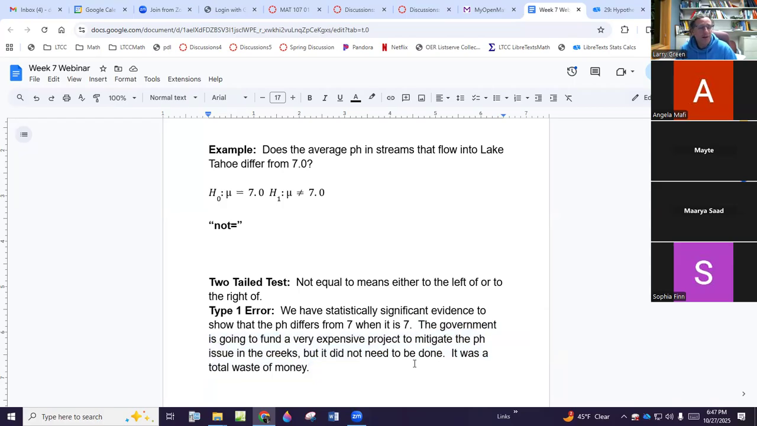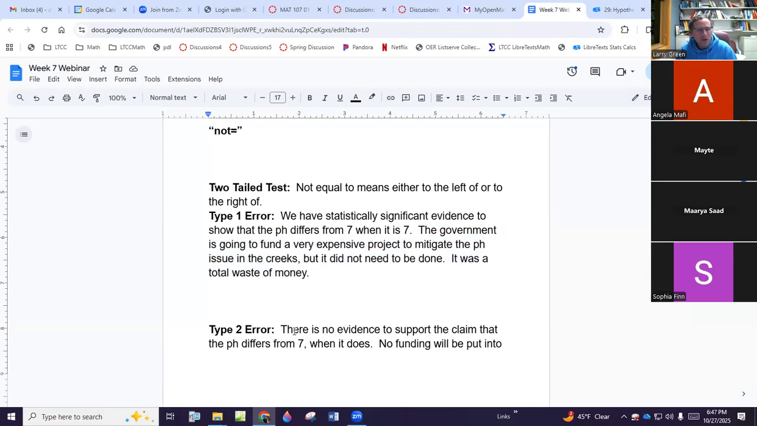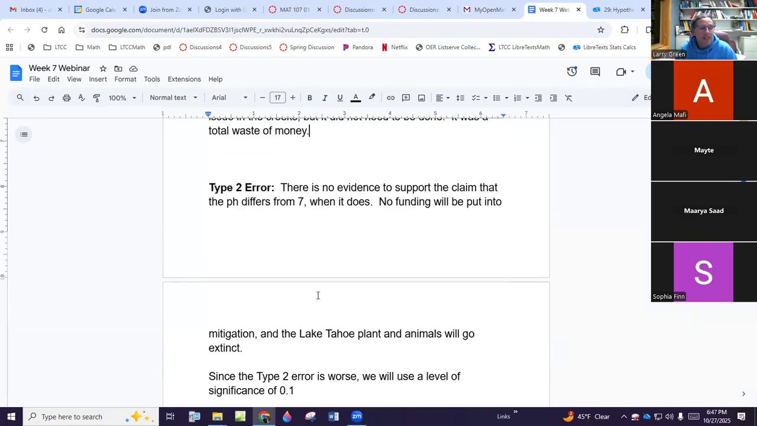But now let's look at the type 2 error. Type 2 error means that you don't have evidence, right? You fail to reject the null hypothesis, so we don't have evidence to support the claim that the pH differs from 7. But it does. So that means that there are issues with the water flowing into Lake Tahoe, but we weren't able to detect the issues. And what's going to happen is that there's not going to be any funding given because they're going to say, hey, we don't have any evidence to show there's issues, but there were terrible issues. And Lake Tahoe plants and animals are going to go extinct. We're going to lose Lake Clarity. It's going to be an environmental disaster.